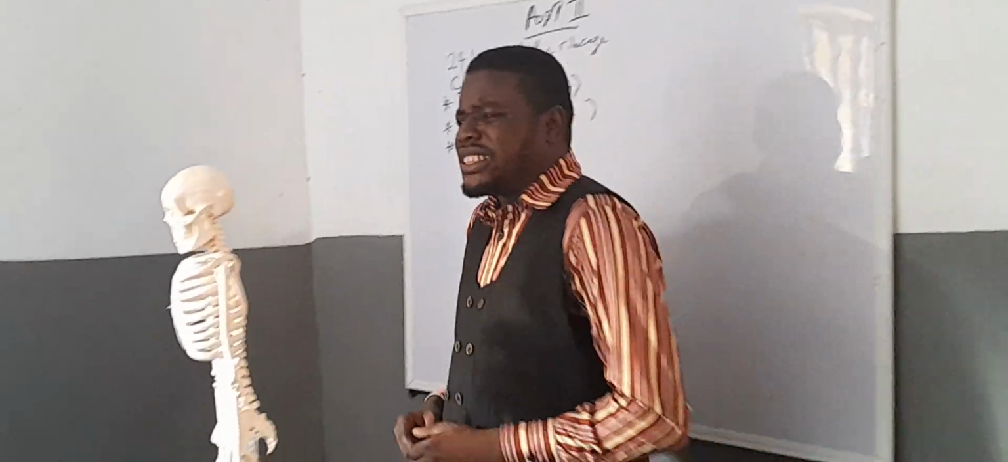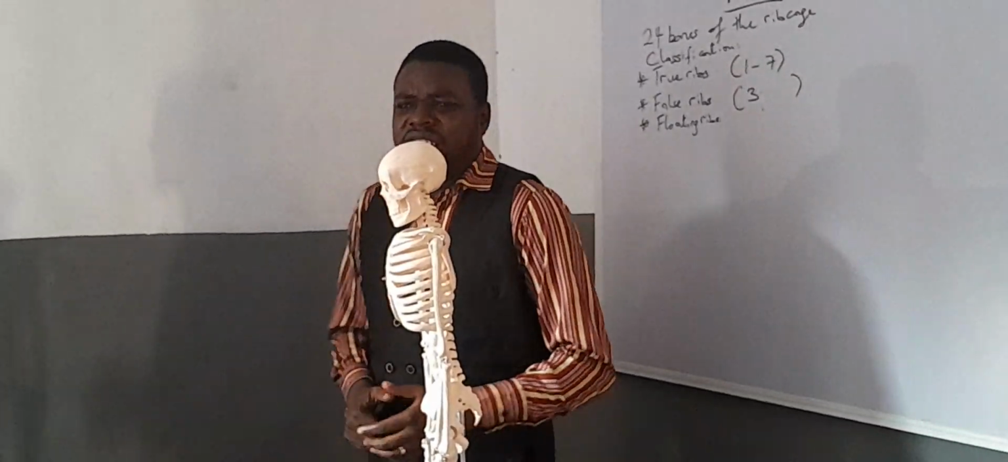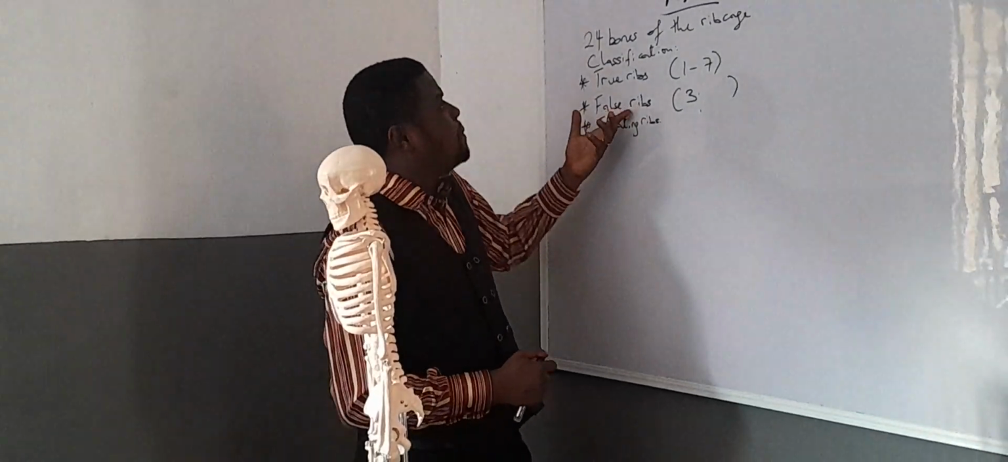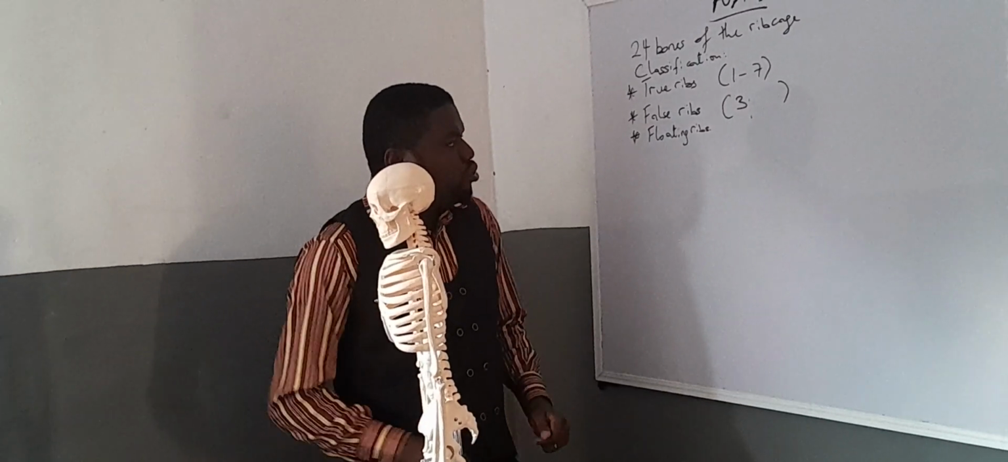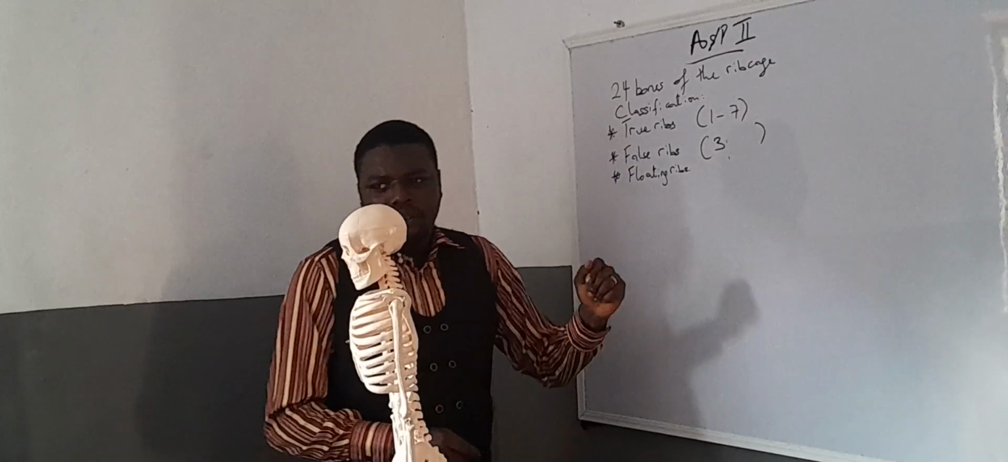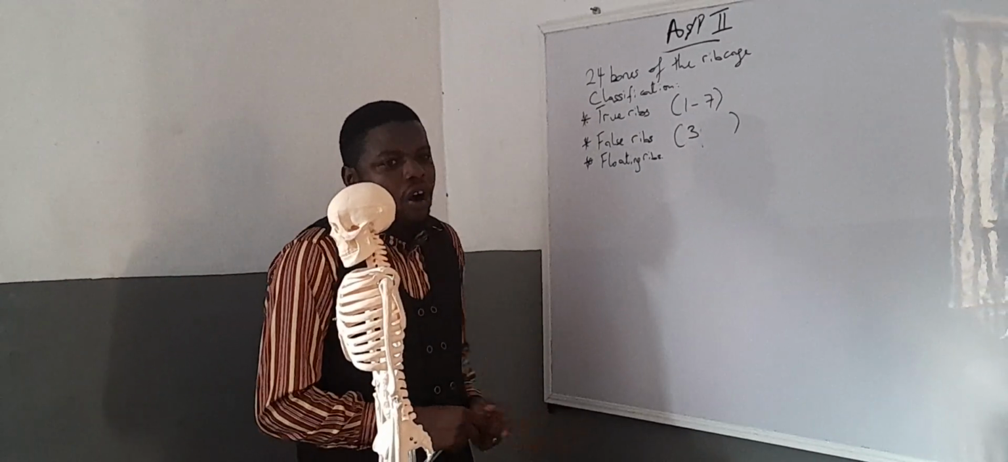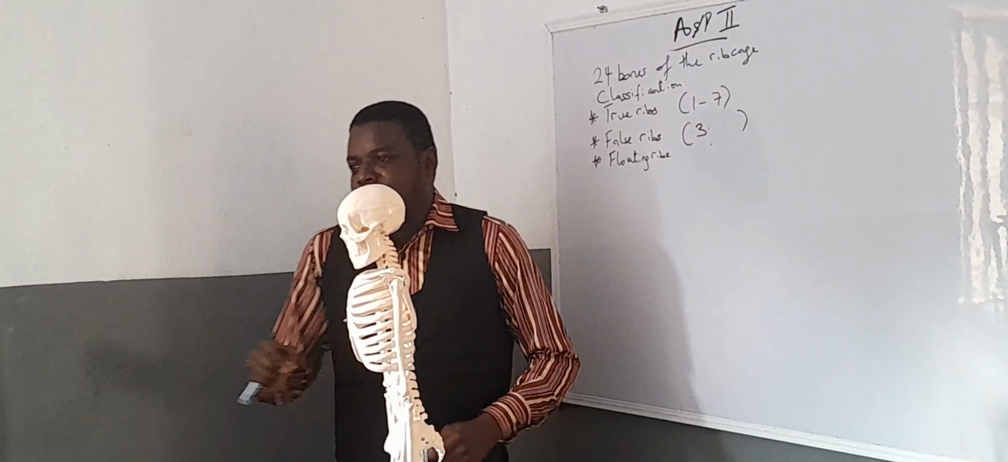So if a question comes and says, which is not part of the classification of the rib cage, they say 1, true ribs, 2, false ribs, 3, floating ribs, and then they give 4, Alaska ribs.